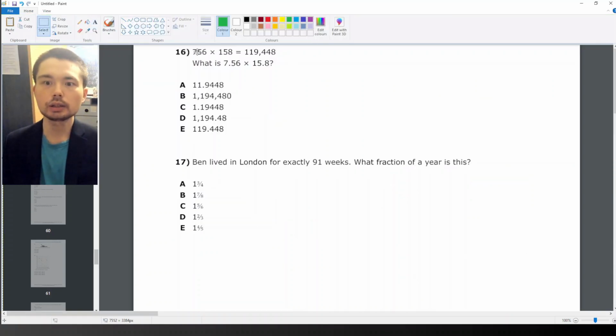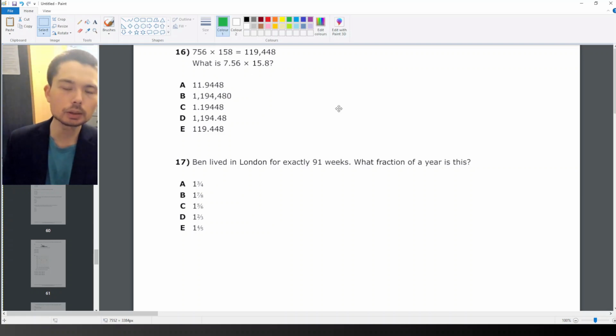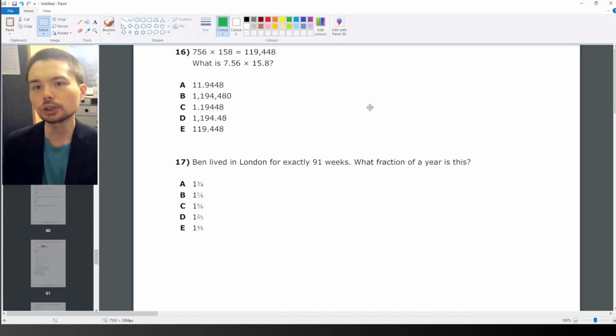Question 16. That times that equals that. What is that times that? You might be thinking, why is William being lazy? He's not reading out the full question. That's not true. That's how you think about it. So how can we look at this? The digits are almost the same. Maths is all about going from one number to another.